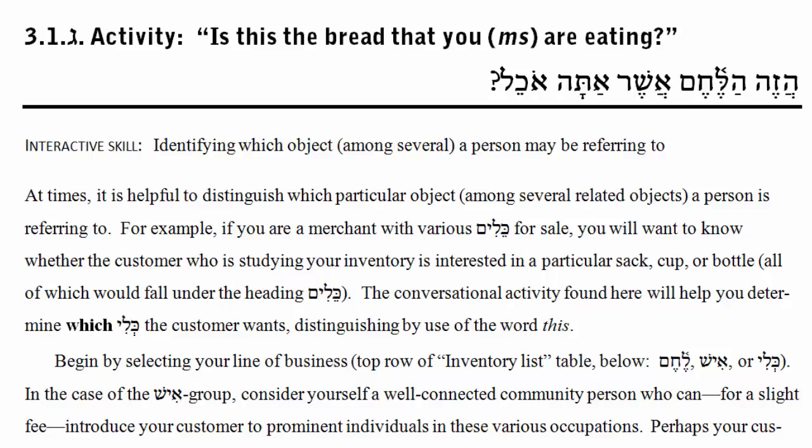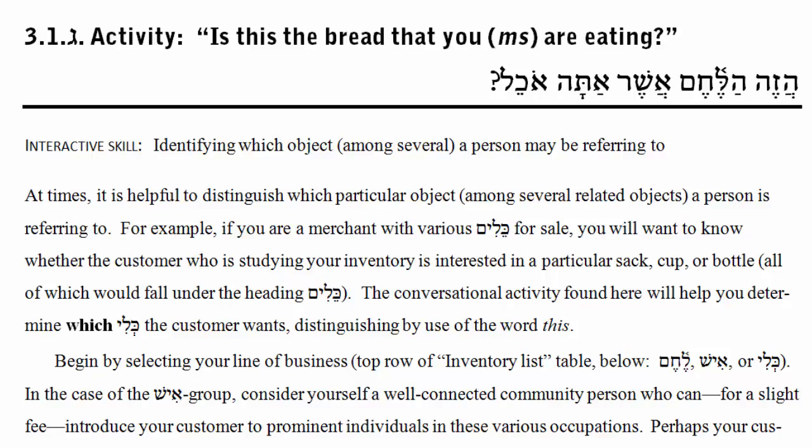Have you had the experience of buying a commodity from a merchant and needing to clarify to that merchant which among various items was the particular one you were interested in? Perhaps it was an item of food behind a glass case or a particular garment among several garments. This segment will enable you to describe and distinguish which commodity among several you are interested in, as if you were on a shopping trip interacting with a merchant.